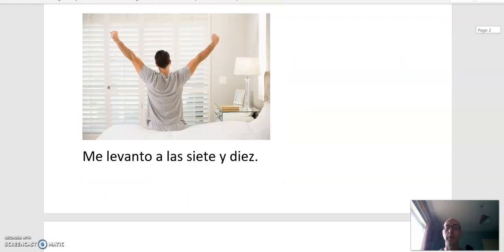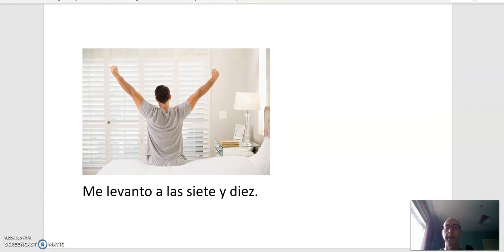Let's look at another reflexive verb. Me levanto a las 7:10. A las 7:10, so we're talking about time here. 10 past 7. Me levanto, I get up. Again, literally what you're saying is, I lift myself up.